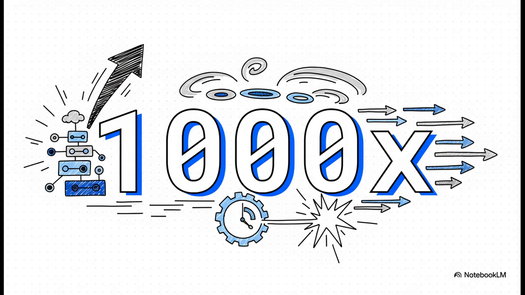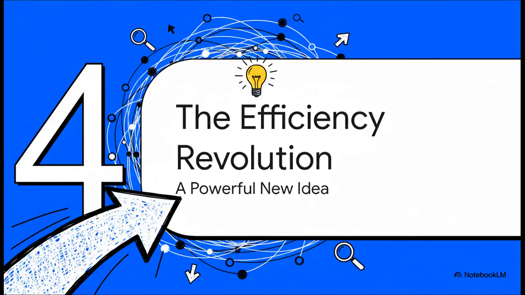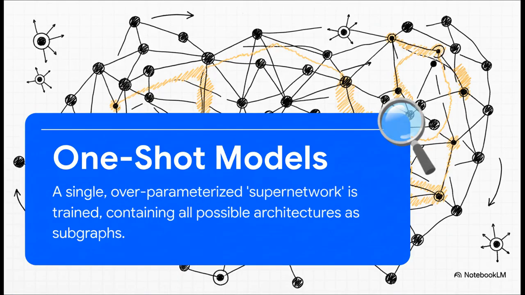And the solution wasn't just some small improvement, it was a full-blown revolution. Researchers found a way to make the whole search process over 1,000 times more efficient. 1,000 times. So, how in the world did they do that? How do you get a 1,000x improvement? Well, this incredible leap was all thanks to a single, incredibly powerful new idea. And that idea is the one-shot model.